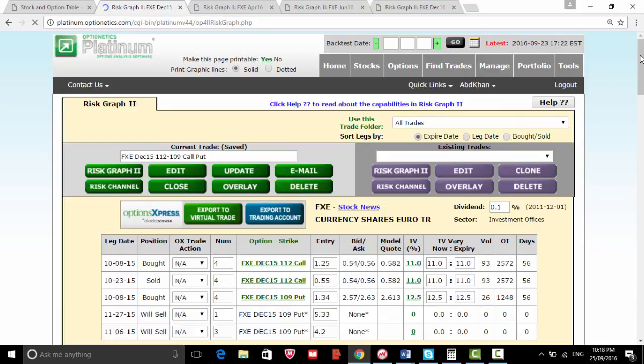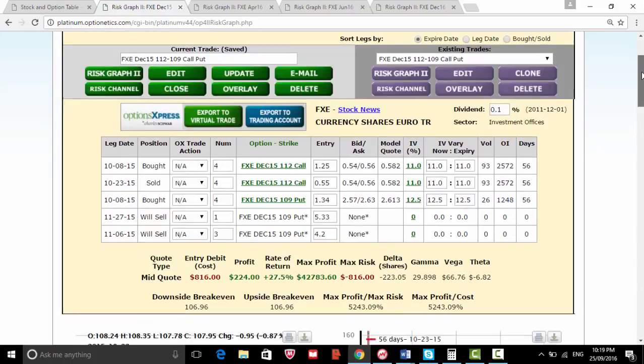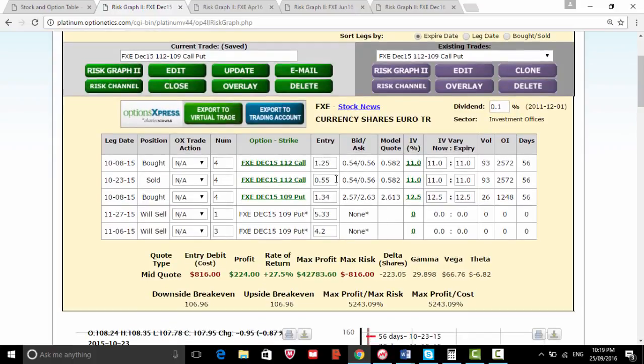and now I only have 4 put options. By selling these 4 call options, I've brought in some money, and therefore my current net is an open profit of $224.